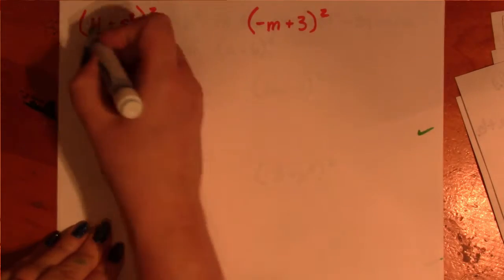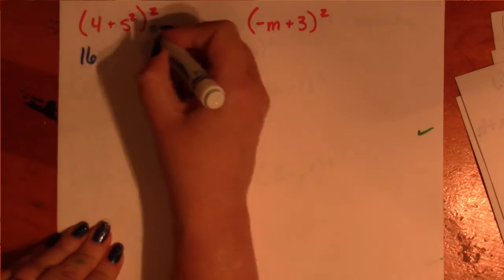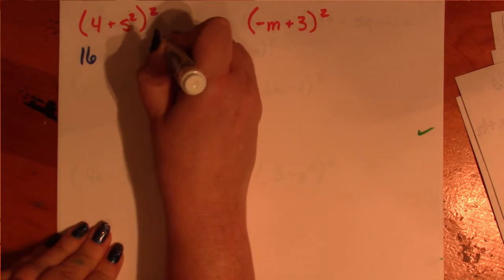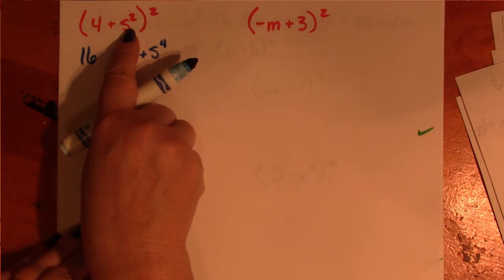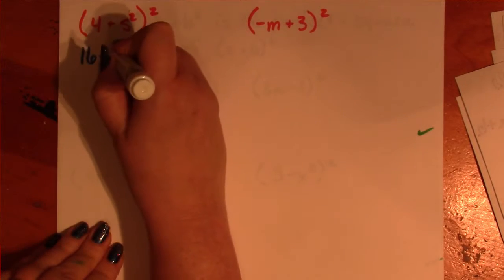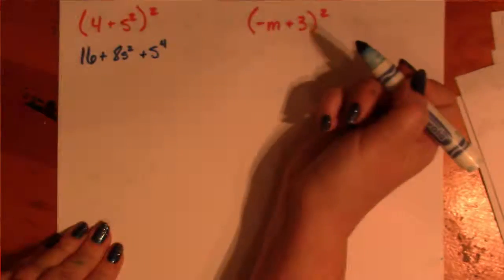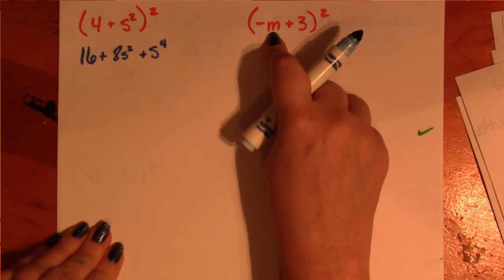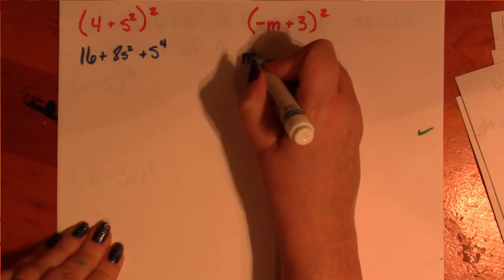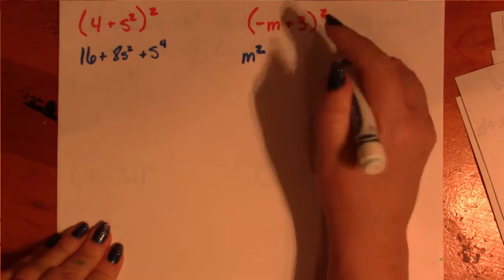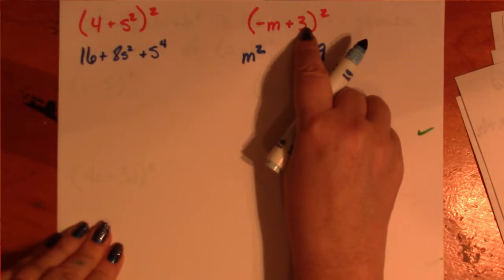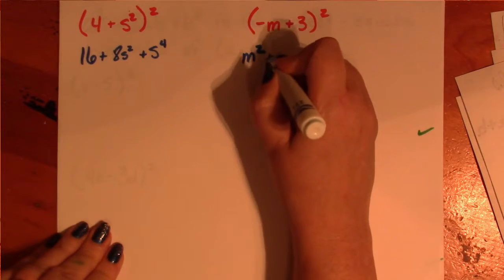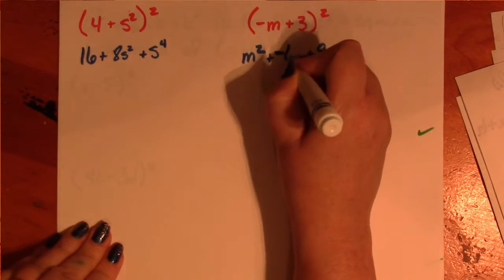4 plus s squared. 4 squared is 16. S squared squared is s to the 4th, and it's a positive number. And 4s squared doubled is 8s squared. Negative m times negative m is positive m squared. 3 squared is positive 9. And these two together is negative 3m times 2 is negative 6m.